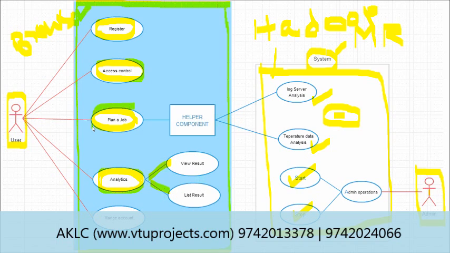Using this component, you will be creating a new job. Using this component, you will be seeing the result of the job. Using this component, you will be seeing all the previous results of the same job. And manage account is just to delete your account or edit your profile, like that. So here comes the reusable helper component, which actually ties this planner and this Hadoop together. Okay, so this happens to be the use case diagram.